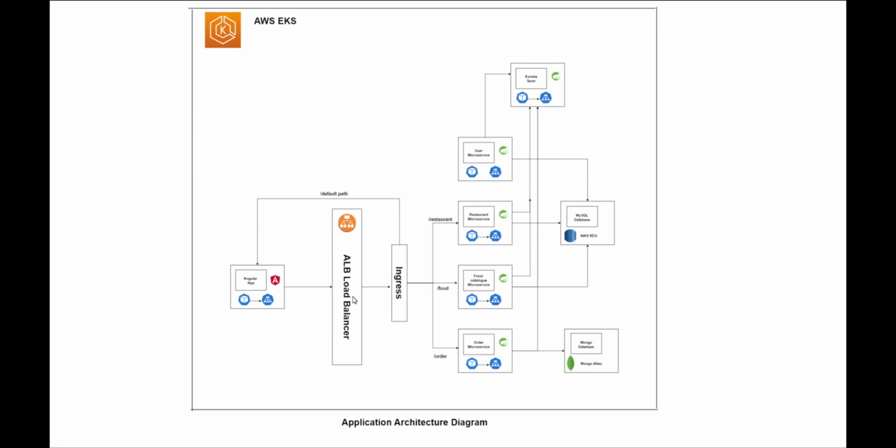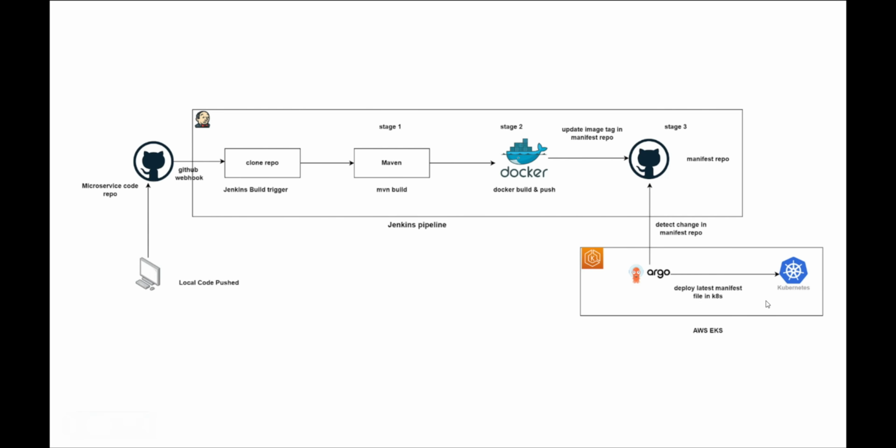We have used ALB load balancers and Ingress for routing and load balancing. And we have used SQL and MongoDB for SQL and NoSQL DB management, with Eureka Server and all those microservices counterparts. Now, this is the CI/CD pipeline.